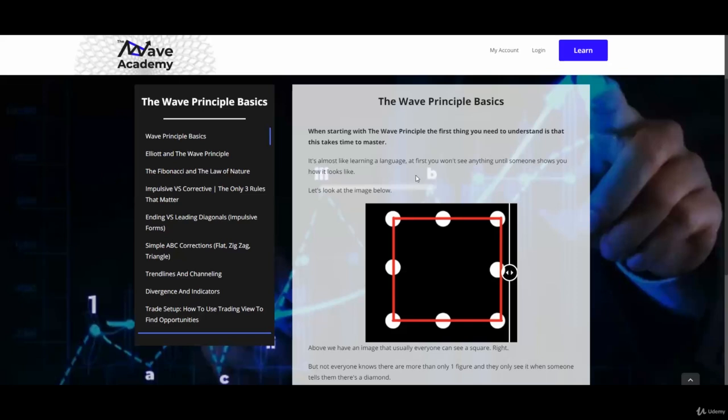When you're starting with the wave principle, the first thing you need to understand is that it takes time to master. It's almost like learning a language. At first, you won't see anything until someone shows you how it looks. It's just like the image that you can see right here.